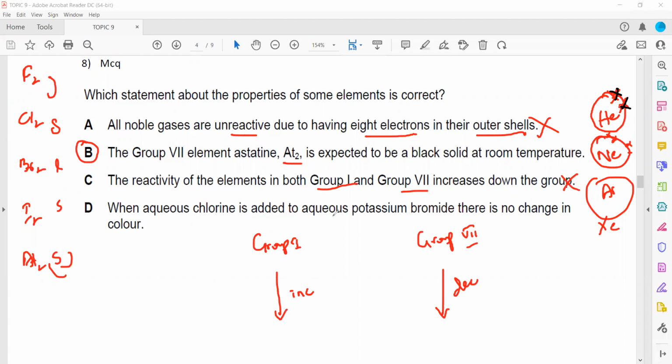Then, aqueous chlorine is added to potassium bromide, there is no change. That is wrong. If we add chlorine to potassium bromide, because chlorine is more reactive than bromine, chlorine can knock out or displace the bromine, and it will form potassium chloride plus a bromine molecule. So there will be a reaction here. They're saying no change or no reaction, so this statement is incorrect as well.